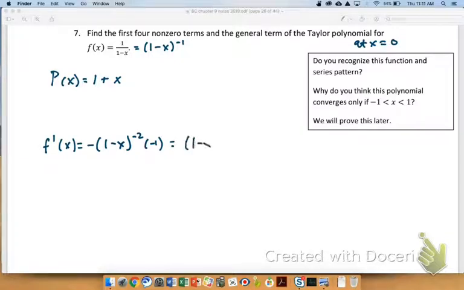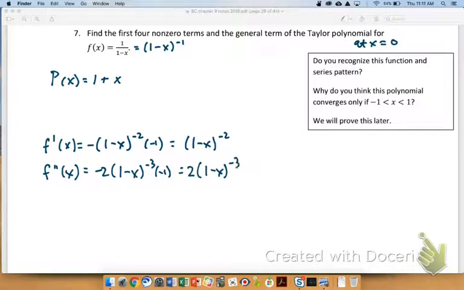So you might be thinking that these derivatives are going to be super simple, but they do get a little more complicated. So then my second derivative would be -2 times (1 minus x) to the -3 times -1, which of course is really 2 times (1 minus x) to the -3. So when I plug in a 0 there, what do I get? 2. Okay, so this would be plus 2x squared over 2 factorial.